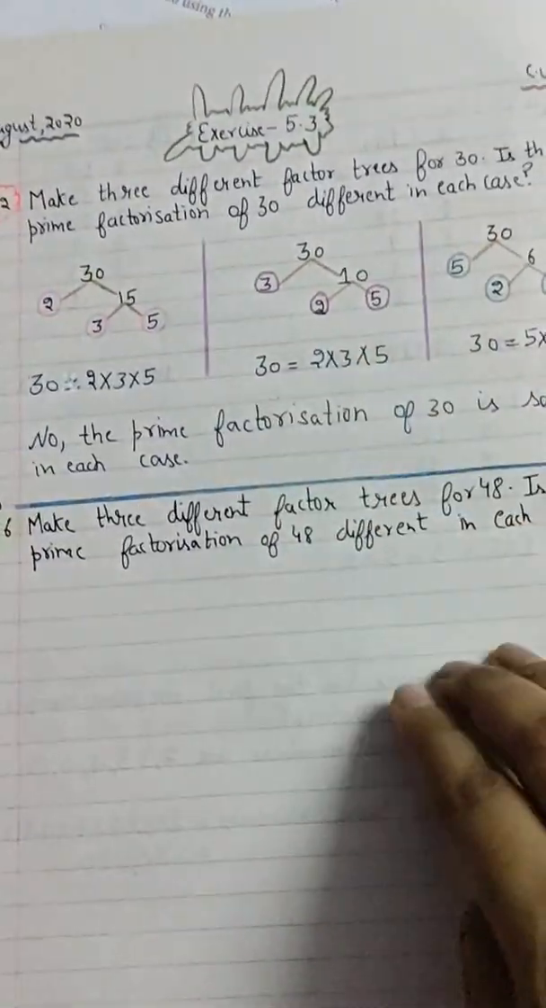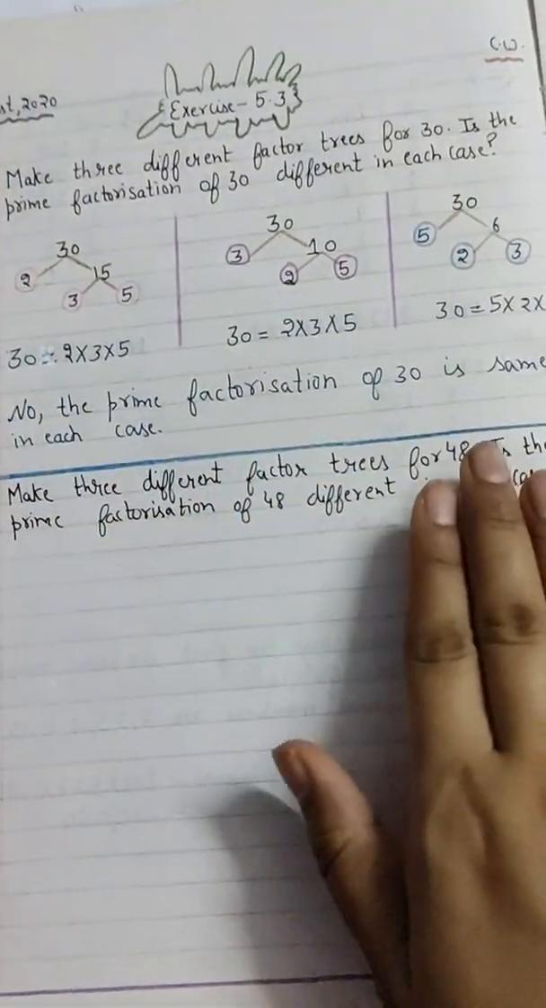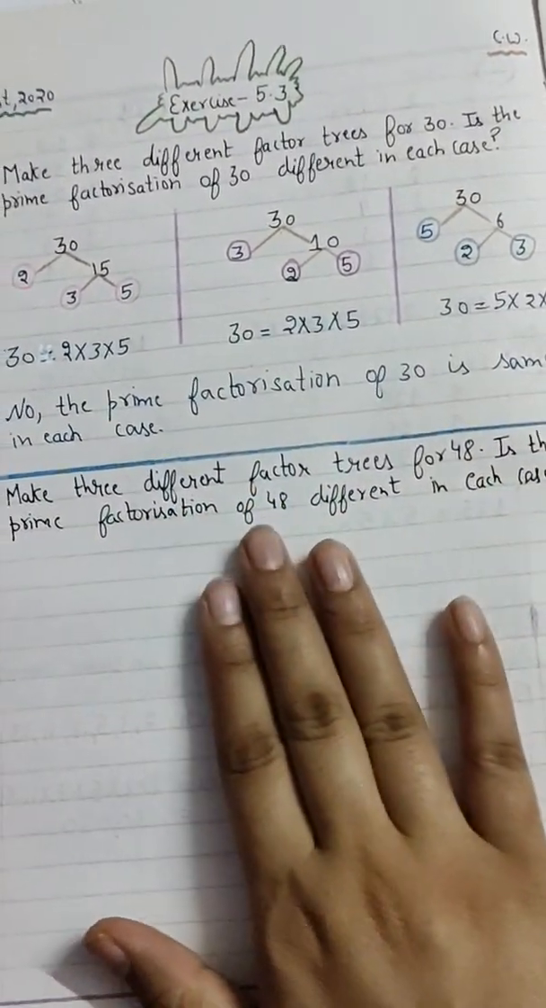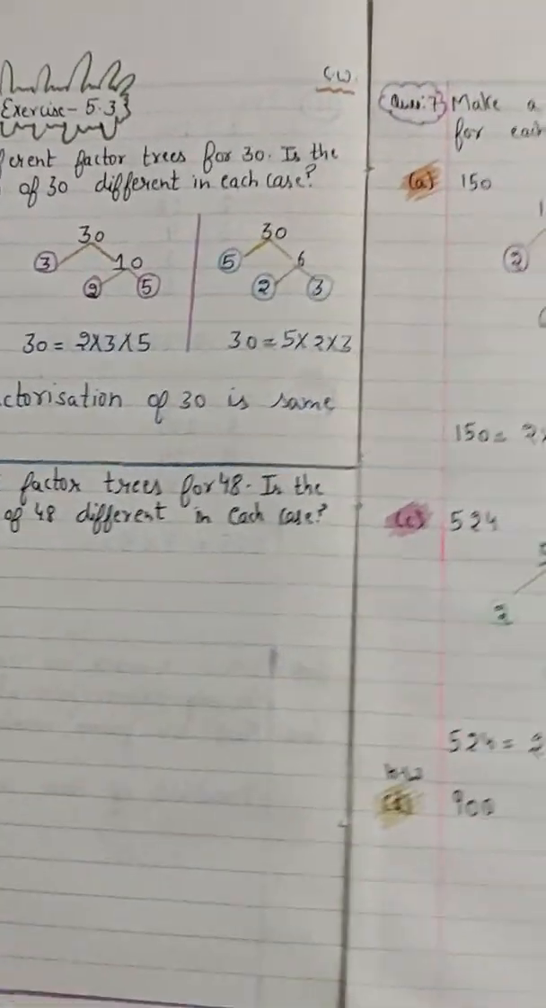Again, the same type of question is given for 48. You have to draw 3 trees for 48. Then you have to tell whether the prime factorization of 48 is different in each case. Okay, you have to tell that.